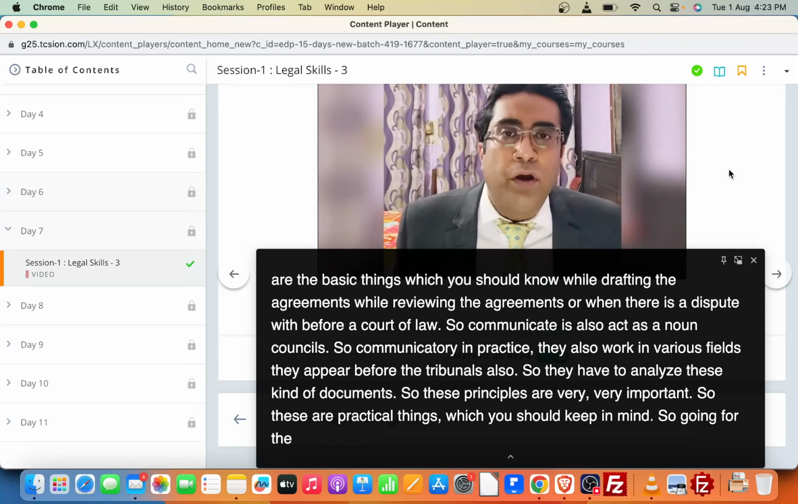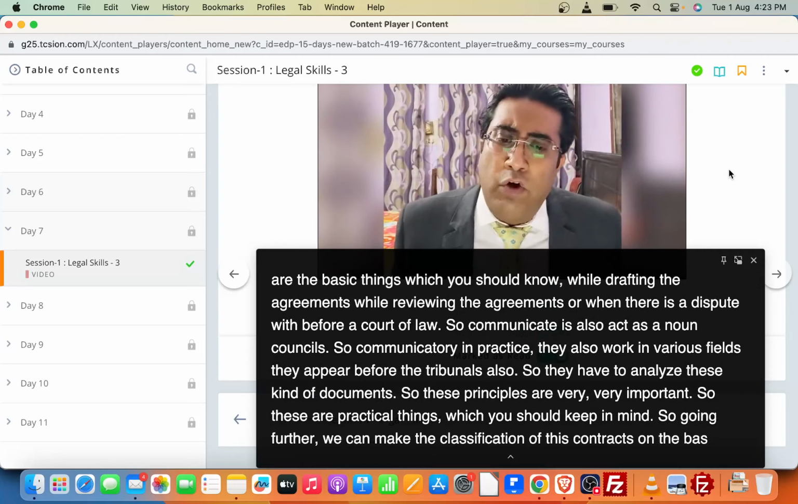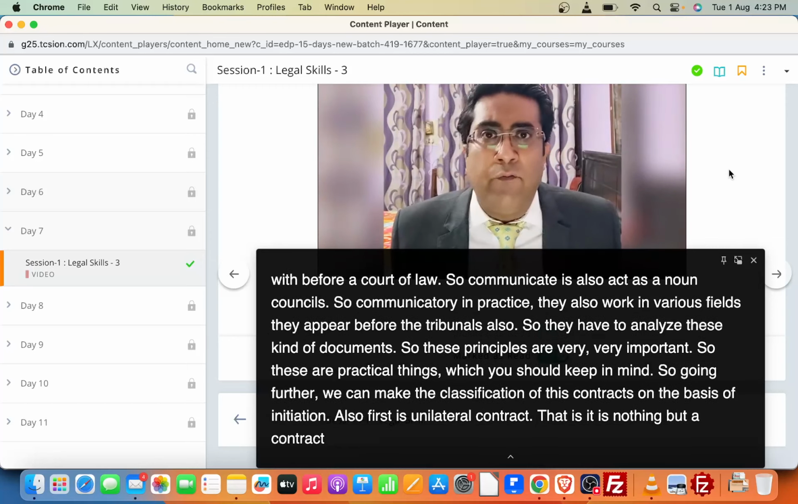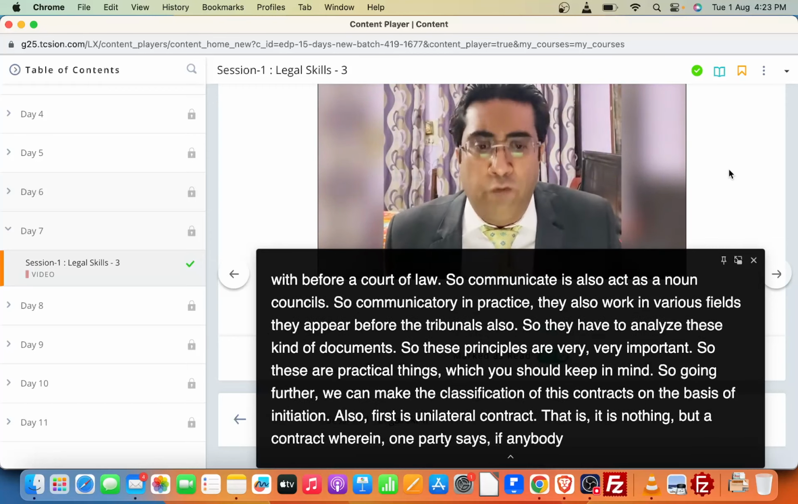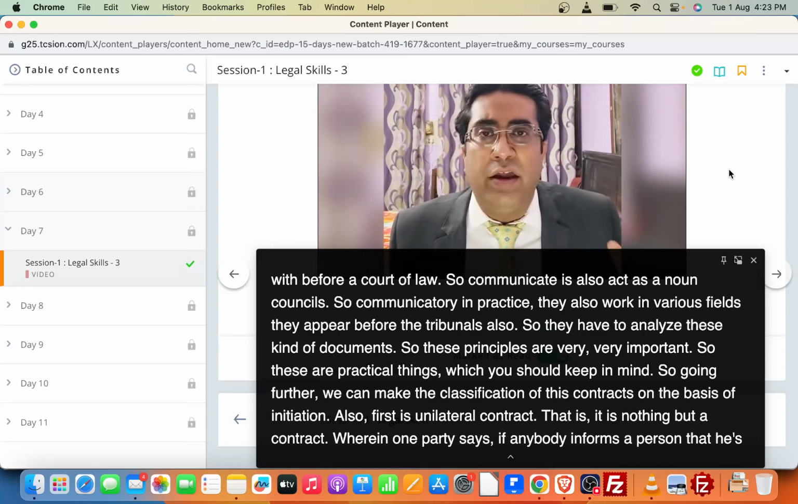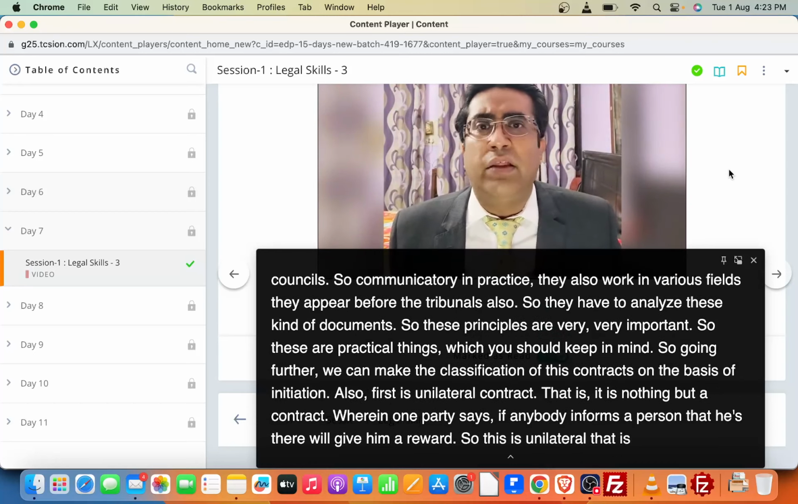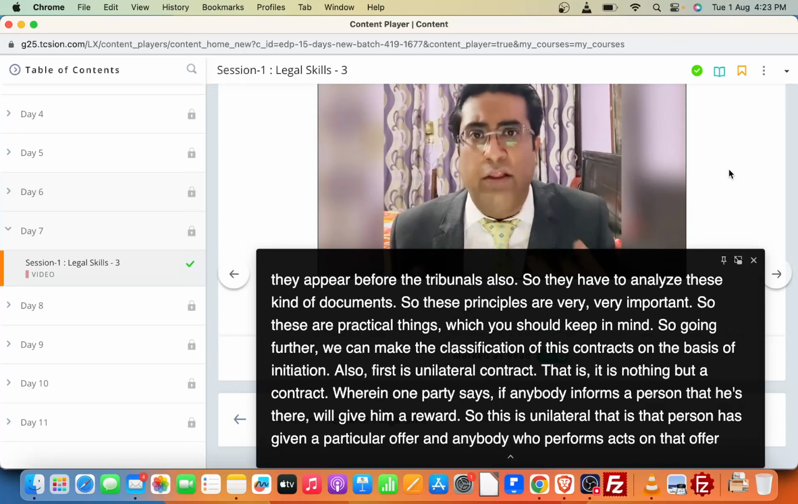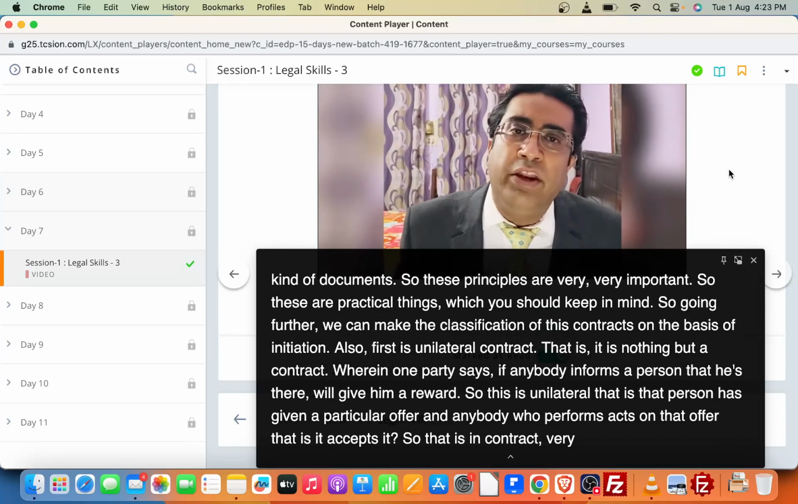So going further, we can make the classification of the contracts on the basis of initiation also. First is the unilateral contract. That is a contract wherein one party says, if anybody informs that a person is there, we'll give him a reward. So this is unilateral. That person has given a particular offer, and anybody who acts on that offer accepts it. So that is a contract where there is nothing negotiated.